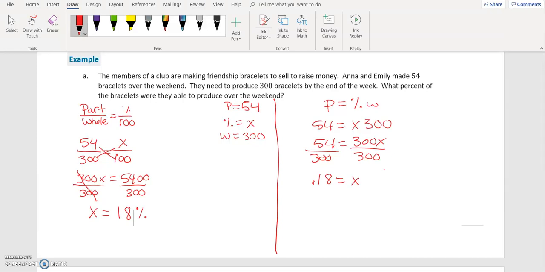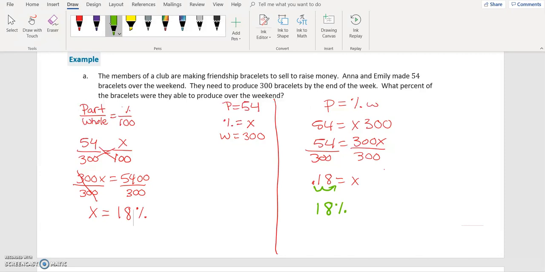Again, let's remember that our percent is what we're looking for. And if you notice, in one we have 18% and the other one we have 0.18. But we need to remember, anytime you have a decimal and you're looking for a percent, you always got to move that decimal 2 places to the right. So we're going to move it 1, 2, and so that's where we get that actual 18%.